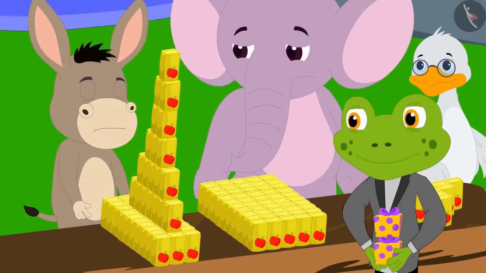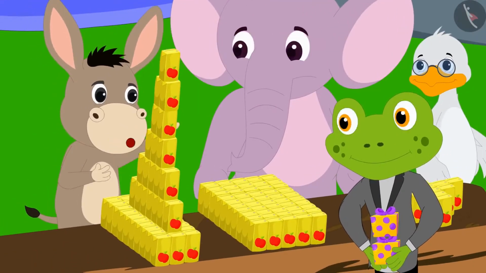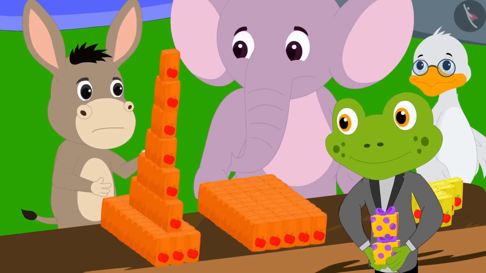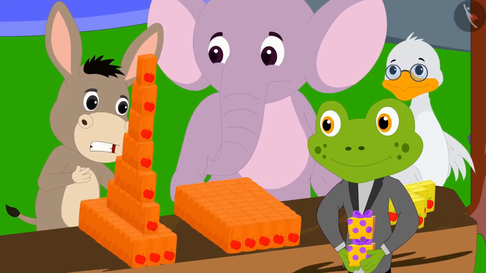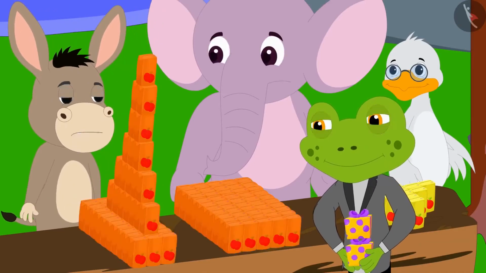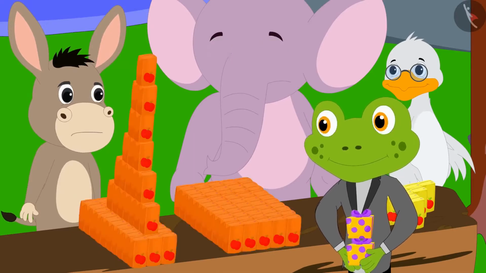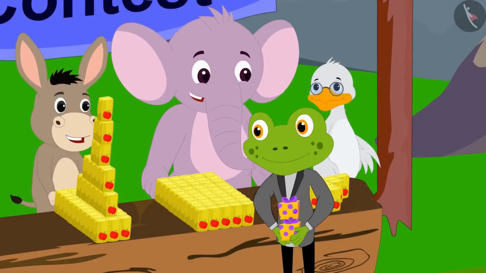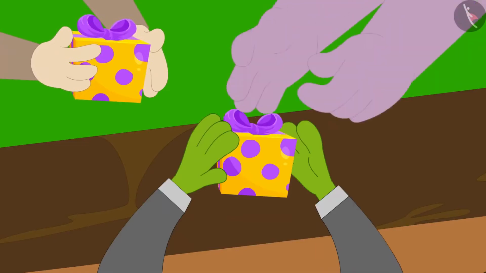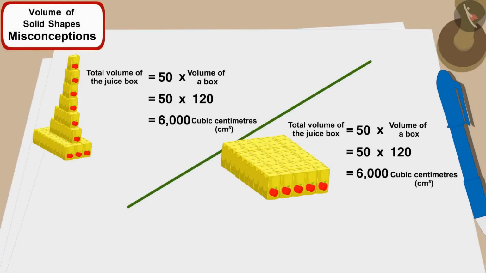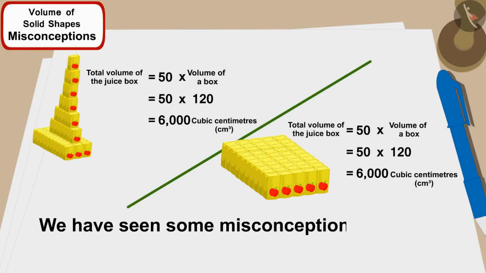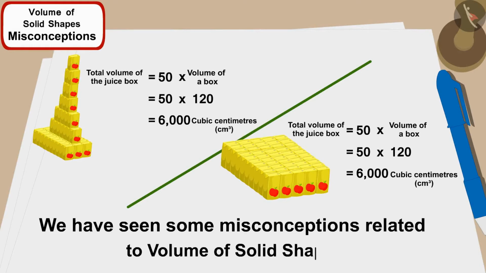Oh, good. Now I get it. Even though Appu's shape and mine look different, because we have used the same number of boxes, the total volume of the juice boxes used in our shapes is exactly the same, Bhola told Tarru. The two friends understood the point. Both of them happily shared the prize in half. Children, in this video, we have seen some misconceptions related to volume of solid shapes.